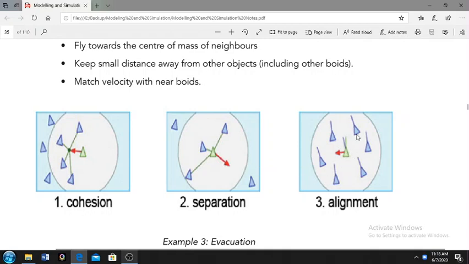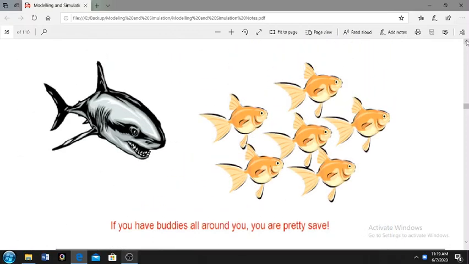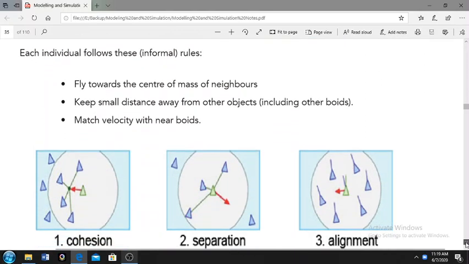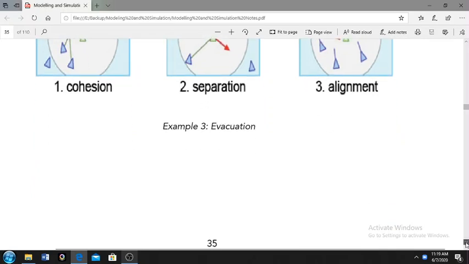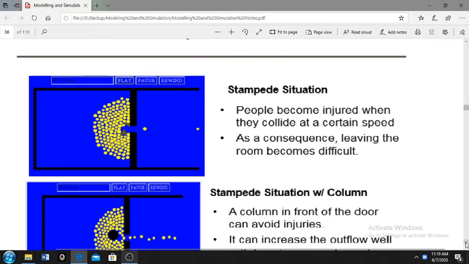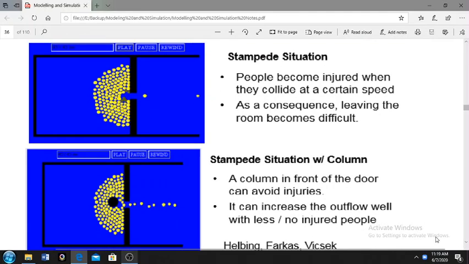Alignment, like flocking, for example. Like in water, you see fish moving in an alignment. So the alignment can also be, for example, here we have cohesion. These people, this is a simulation.